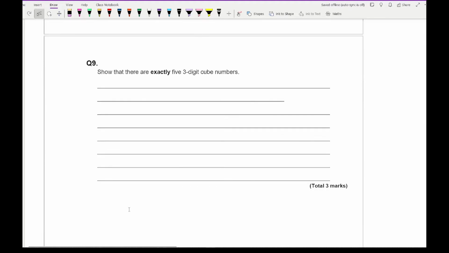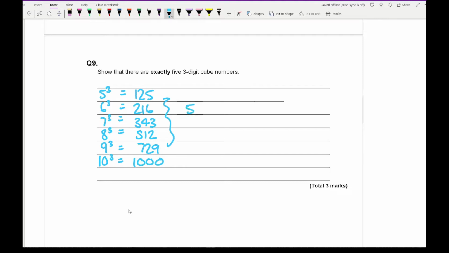Moving on to question 9, it says show that there are exactly 5 3-digit cube numbers. So again, I've already done some of them. Here we're looking at 5 cubed, 6 cubed, 7 cubed, 8 cubed, 9 cubed, and 10 cubed. So 5 cubed is 125, 6 cubed is 216, 7 cubed is 343, 8 cubed is 512, 9 cubed is 729, and 10 cubed is 1000. So here you can see that we've only got 5, so only 5 3-digit cube numbers.